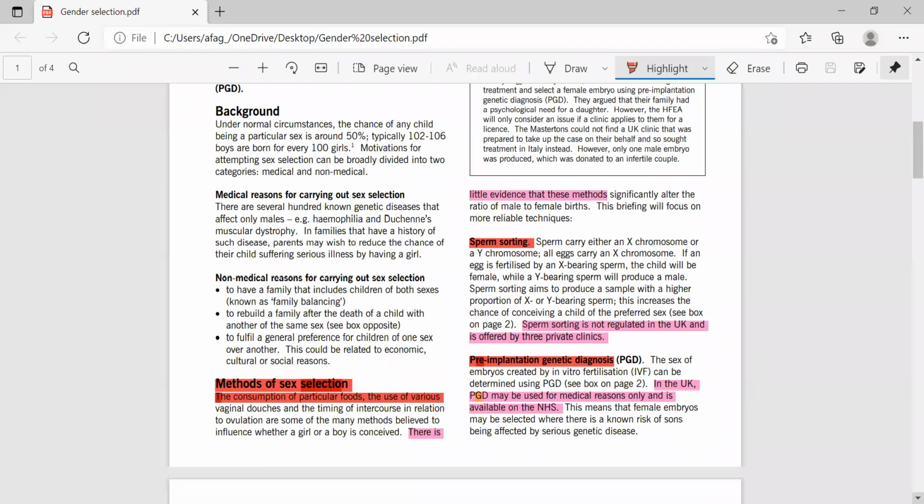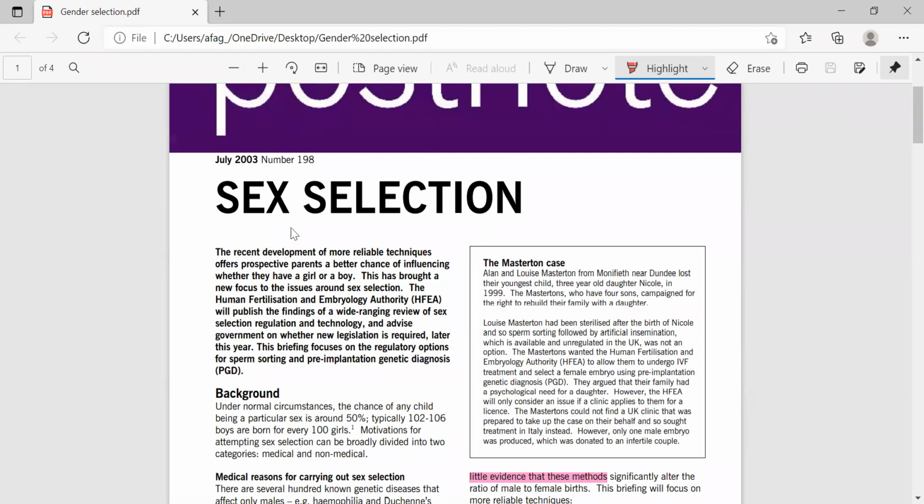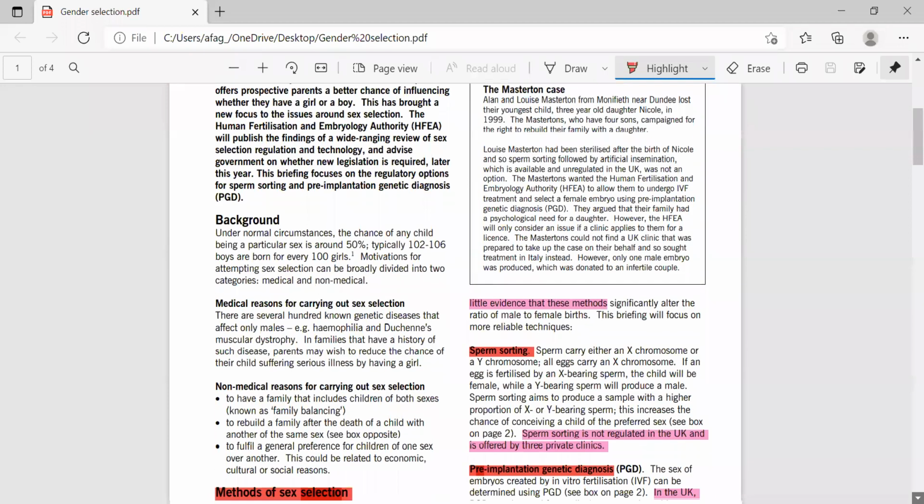All right, so for this station, it is basically the medical knowledge we need to know. The station topic, just for those who don't know, is gender, about sex selection. In the station, a woman comes and asks you, I want a baby boy, can you help me with that? This is our station, and this is the information we need to know.